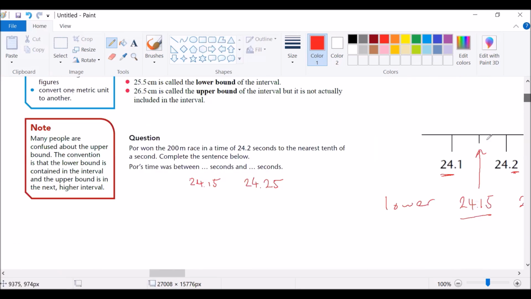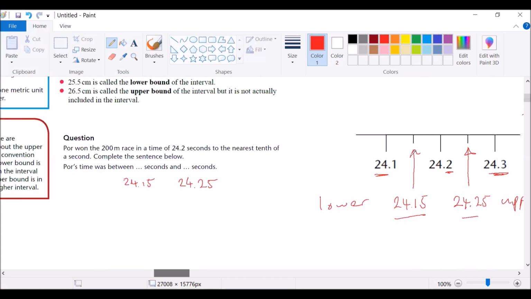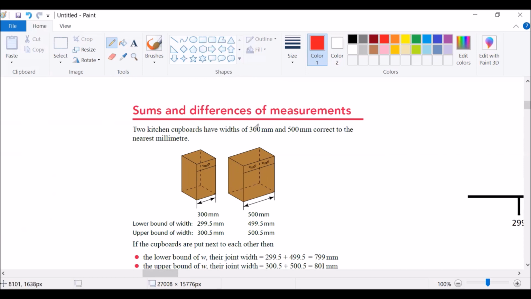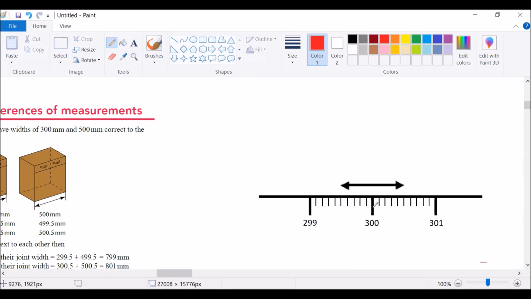So for this type of question, I urge you to use a number line. It makes it easier to see. Though it is not a requirement, but it is easier for you. Two kitchen cupboards have widths 300 millimeters and 500 millimeters, correct to the nearest millimeter. So again, this is what we have. 300 is the value. So we want to see the lower bound. So we have 299 before that and 301.